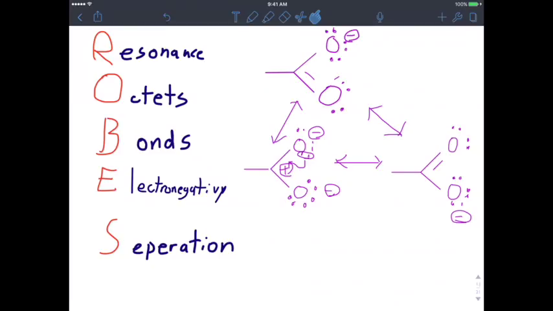contributor, we use these rules over here on the side that I use the acronym ROBES to describe. And they're in order of priority of the most important things that decide a major contributor. So the first thing that decides a major contributor is the octets being full. So we want all these elements to have a total of 8 electrons in their valence.